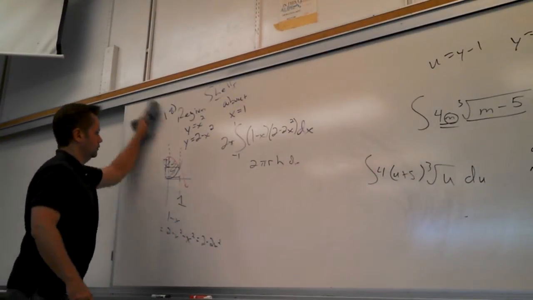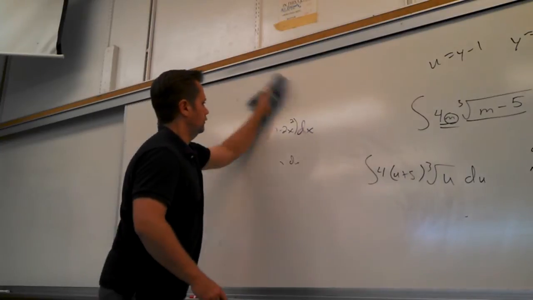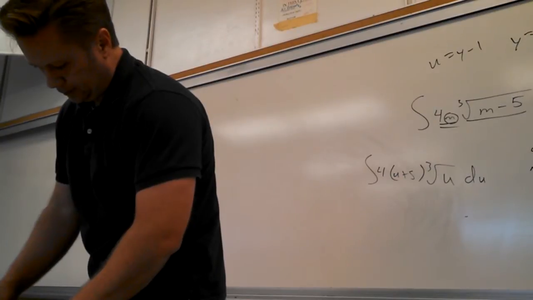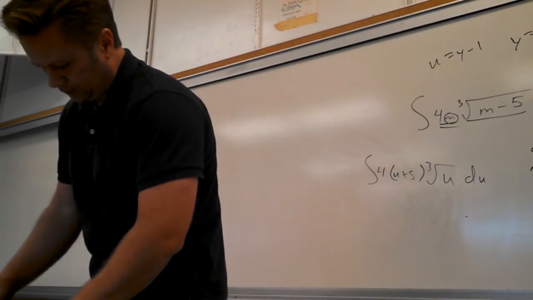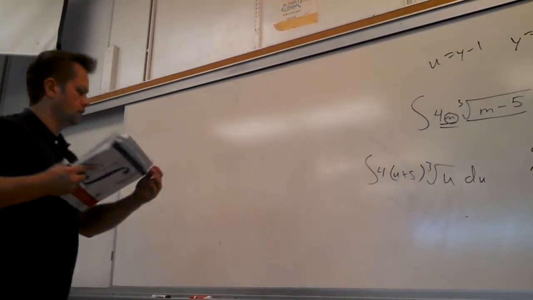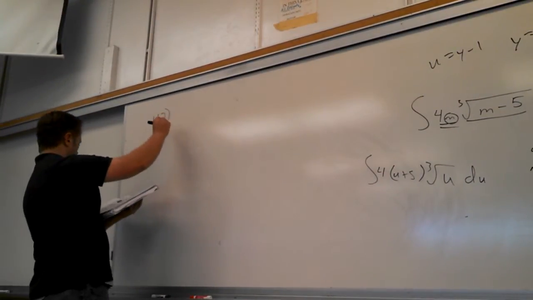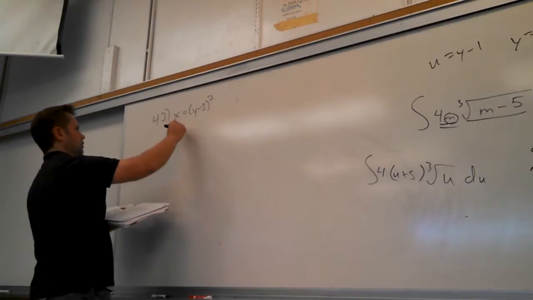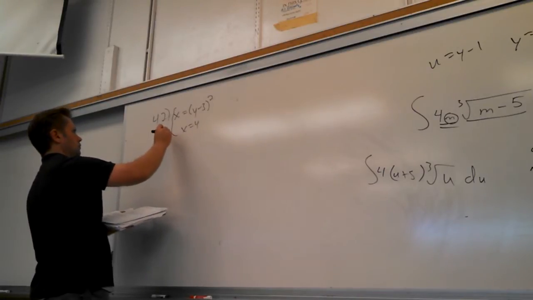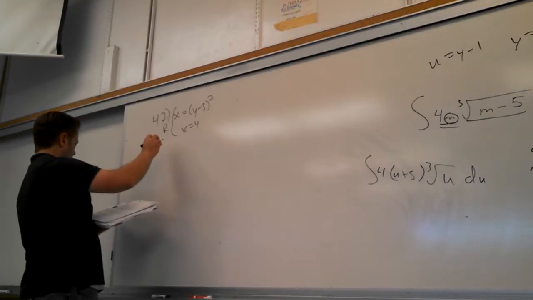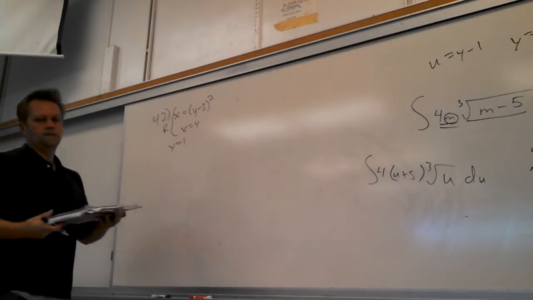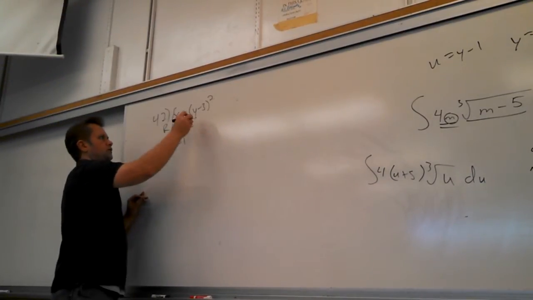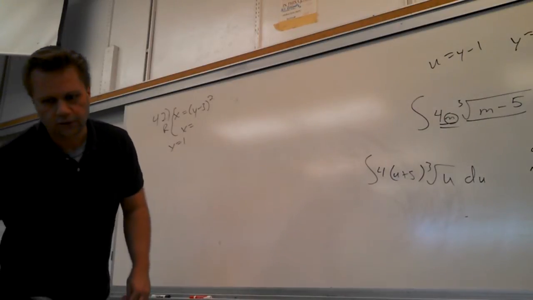All right, so let's see. Here's what 42 says: by any method, find the volume. The region is x equals y minus 3 squared, x equals 4, and we're going around y equals 1. Is that 4, Jim? Or is that y? You've already forgotten. 4.